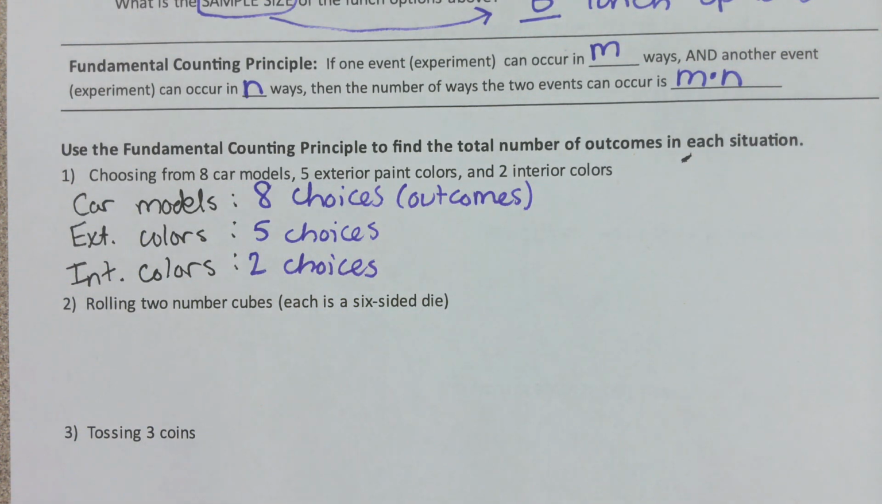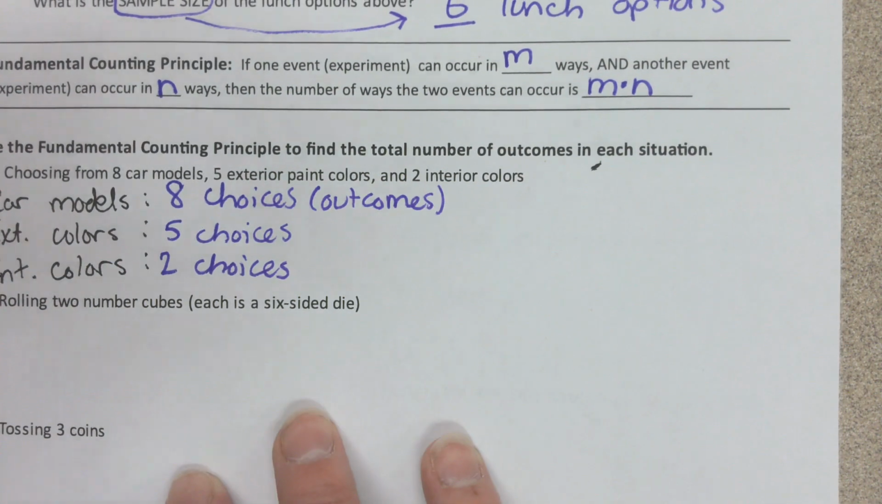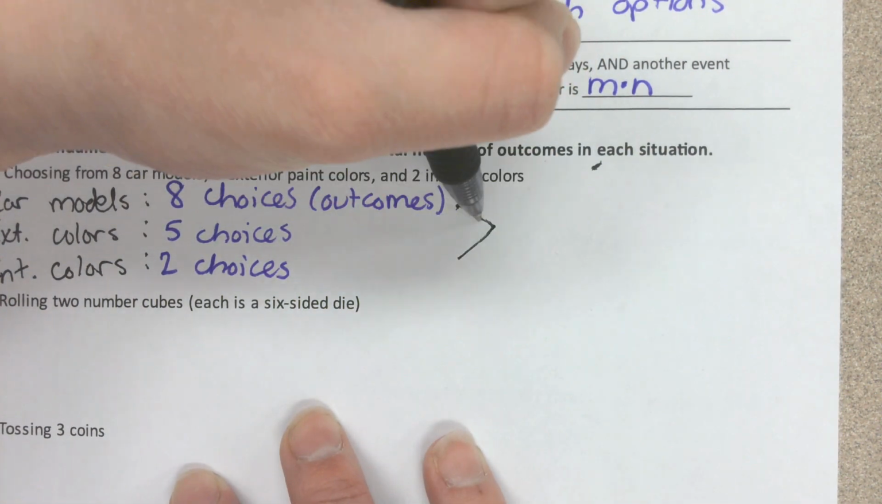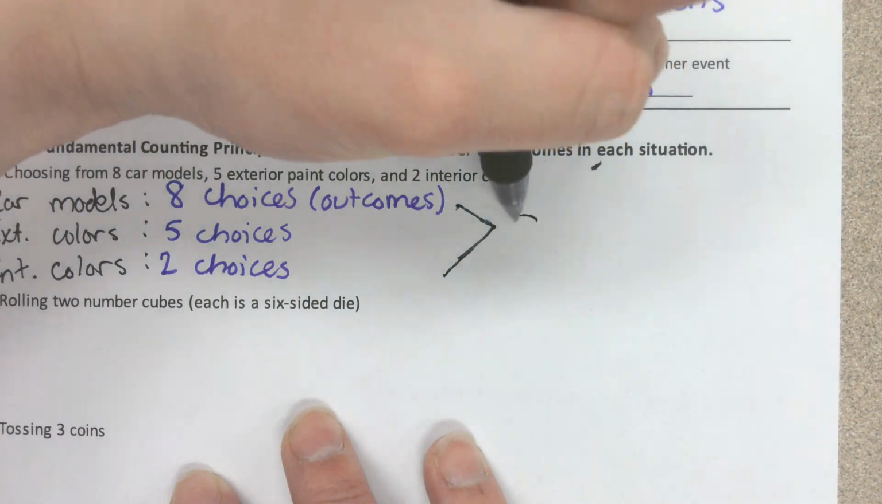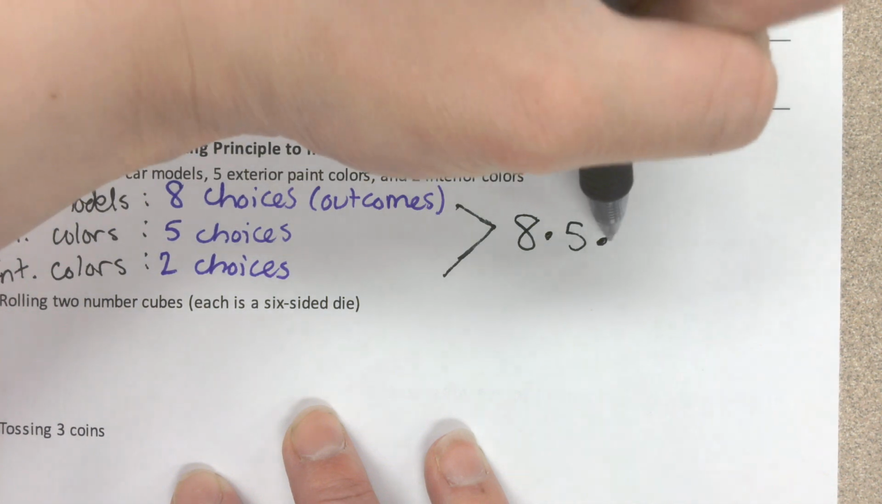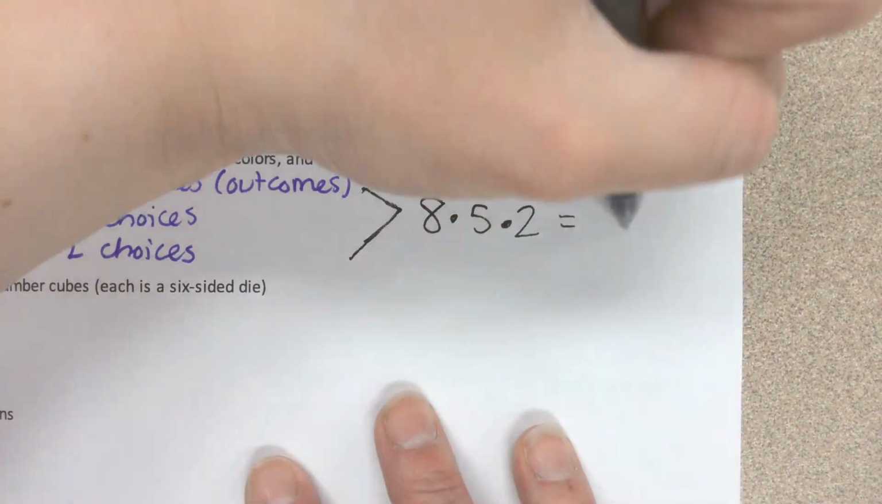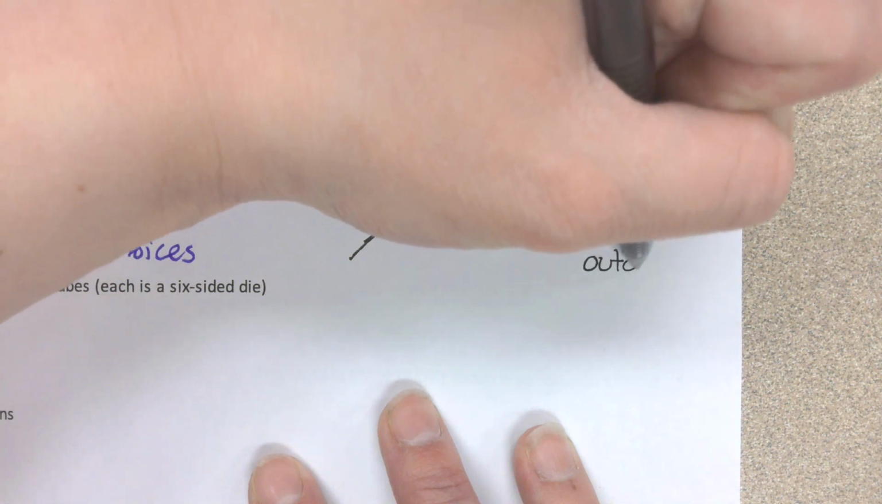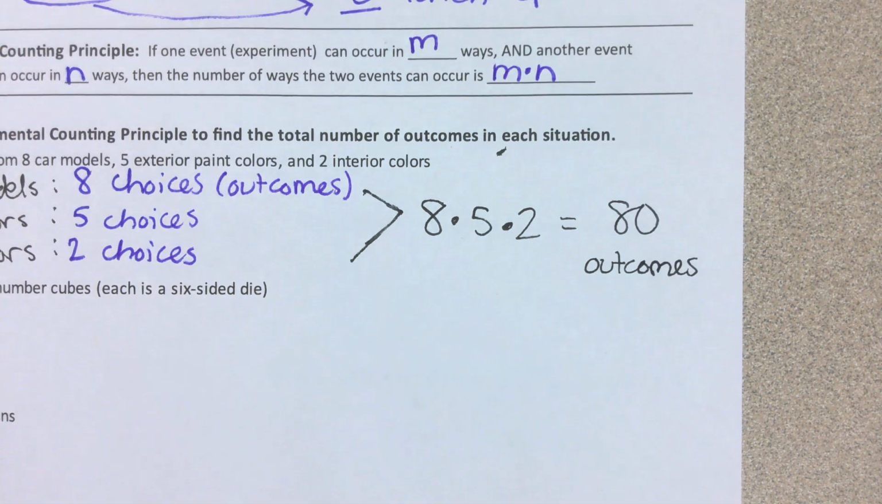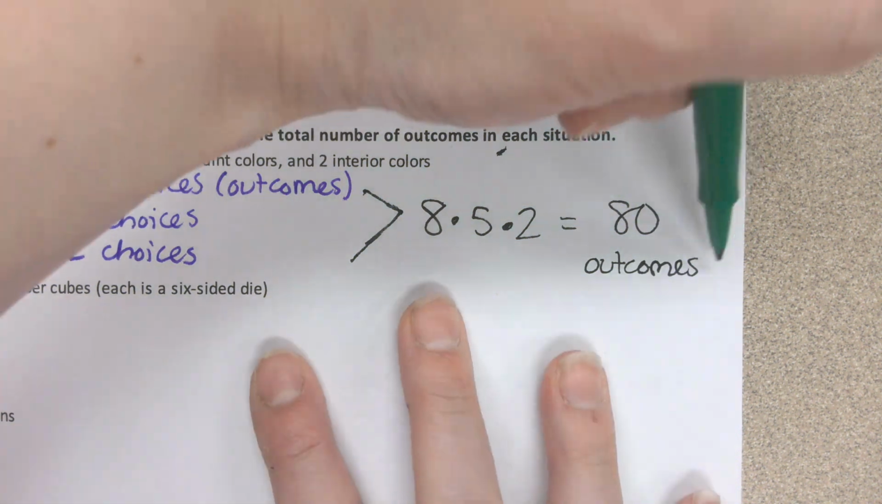We can use the FCP to quickly get the overall number of choices or outcomes. You take those 3 numbers and you multiply them. 8 times 5 times 2. And that's 80 outcomes. 80 outcomes, 80 choices, 80 cars, whatever you want to say there. Outcomes will always work though.